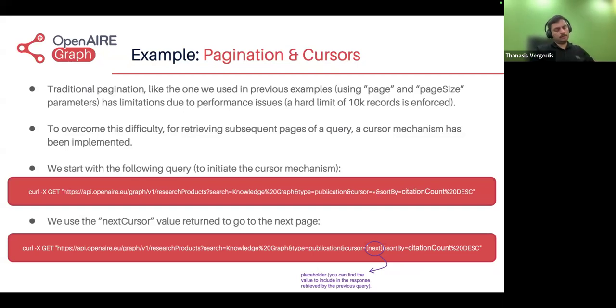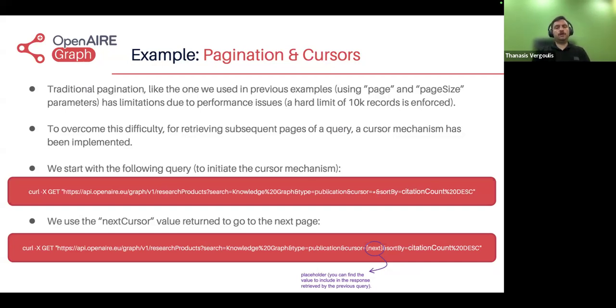And in the case of the OpenAIRE Graph API, this limit is 10,000 records. But to overcome this difficulty, not only to be able to get more results than that, but also to get those results that are in the last pages in a more efficient way, for cases when you are trying to retrieve subsequent pages of a query, a cursor mechanism has been implemented.